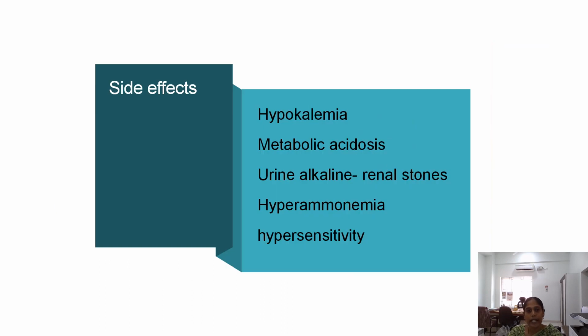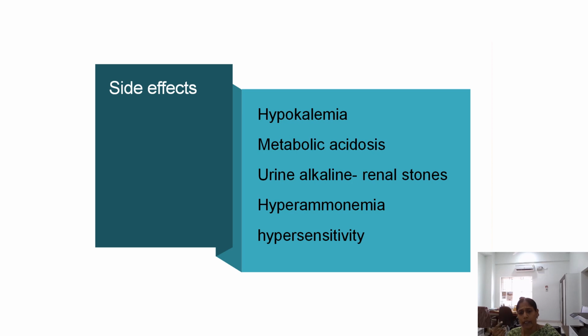Now let's move on to the side effects. So what are the side effects? What are the electrolyte imbalances that can happen when you give carbonic anhydrase inhibitor? So as I said, bicarbonate is lost in the urine, sodium is lost, and also potassium is lost. So there will be hypokalemia. So whenever the urine is alkaline, what happens? The calcium salts will be insoluble in this alkaline urine. So there is likely to form calcium phosphate stones. So there is a possibility of renal stones.